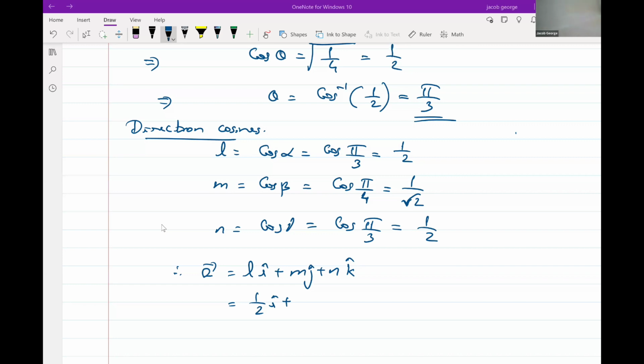Okay, continue. L i cap plus M j cap plus N k cap. And please find out the one, L i cap plus M j cap plus N k cap. And what will be your answer? 1 by 2 i cap plus 1 by root 2 j cap plus 1 by 2 k cap. This is the answer. Is it clear? All of you got it clear?